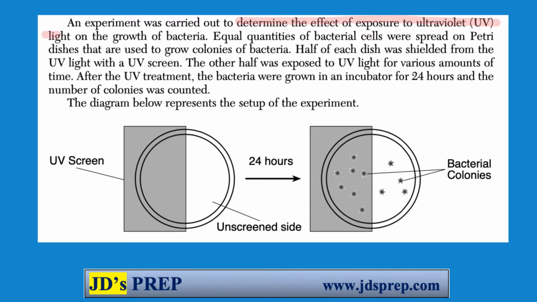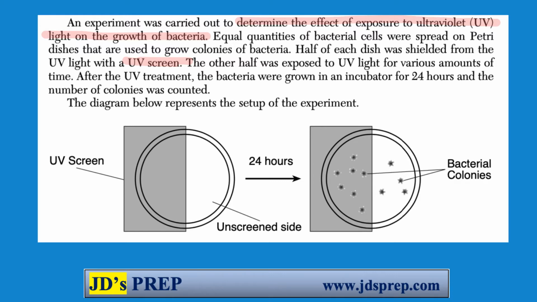All right, so we have an experiment here carried out to determine the effect of exposure to UV light on the growth of bacteria. So we have petri dishes. Bacterial cells are spread on the petri dishes, and then half of the dish is shielded from the UV light with a UV screen. The other half is fully exposed to the UV light for various amounts of time, so different amounts of time of UV light exposure, and then after that treatment, the bacteria are allowed to grow in an incubator. The number of colonies are counted, so we're able to see, hopefully, how the bacterial colonies are impacted by that UV light.